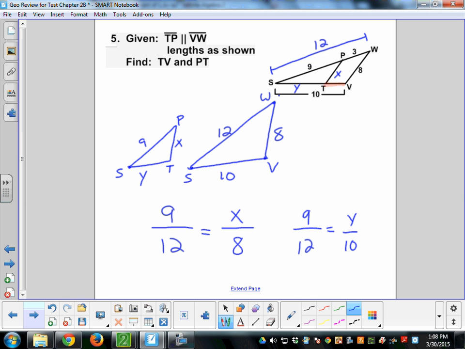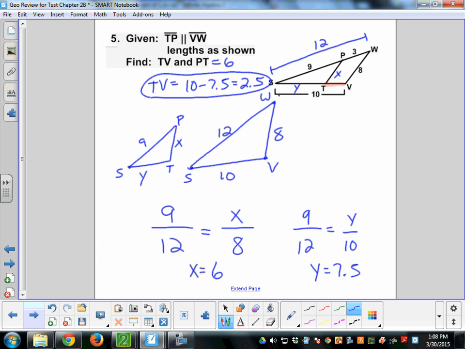And just for time purposes, you guys know how to solve a proportion. x equals 6, y equals 7.5. So given that, PT equals 6, and TV equals the 10 minus the 7.5, which is 2.5. So TV equals 2.5.